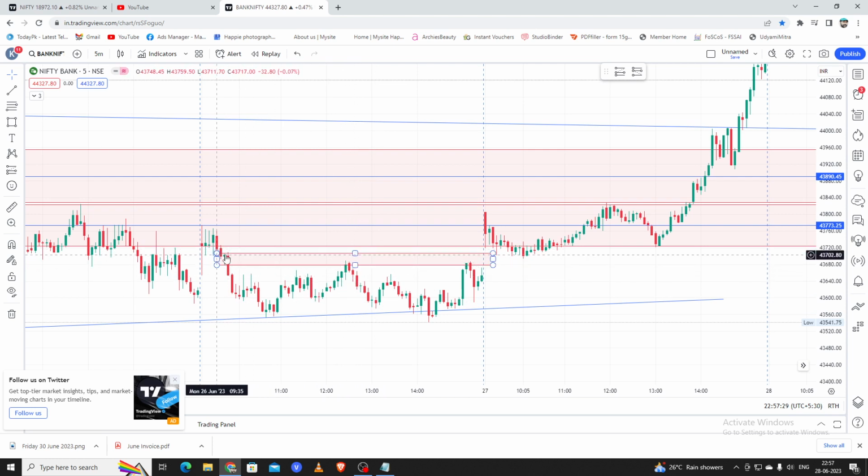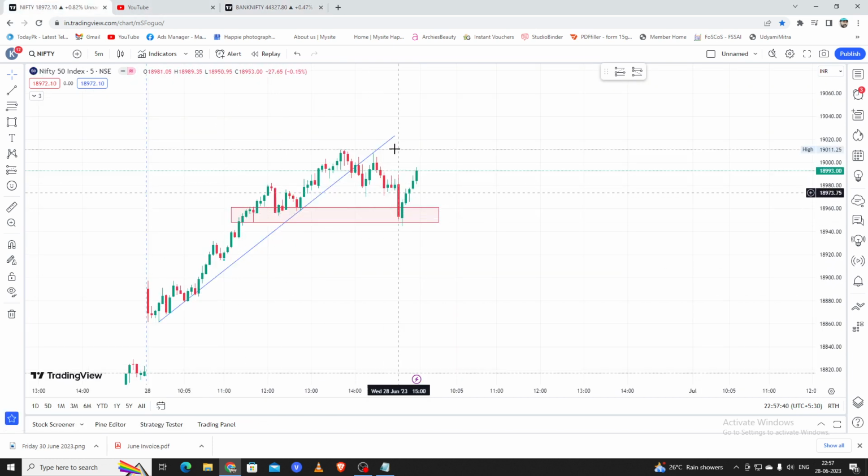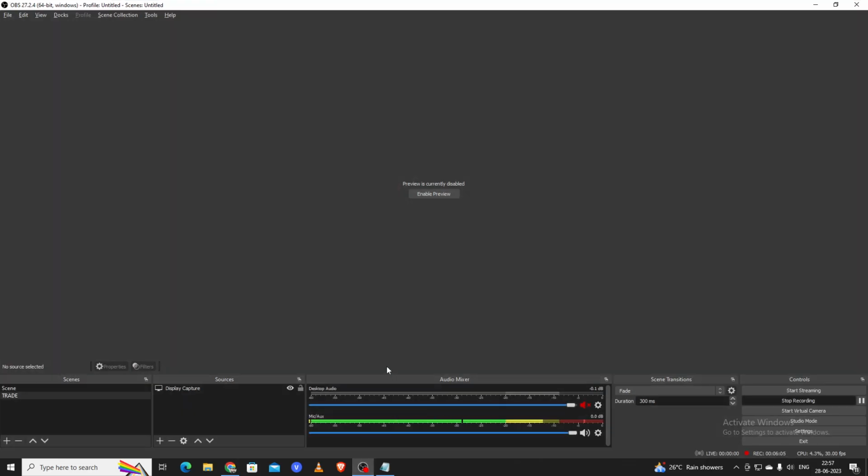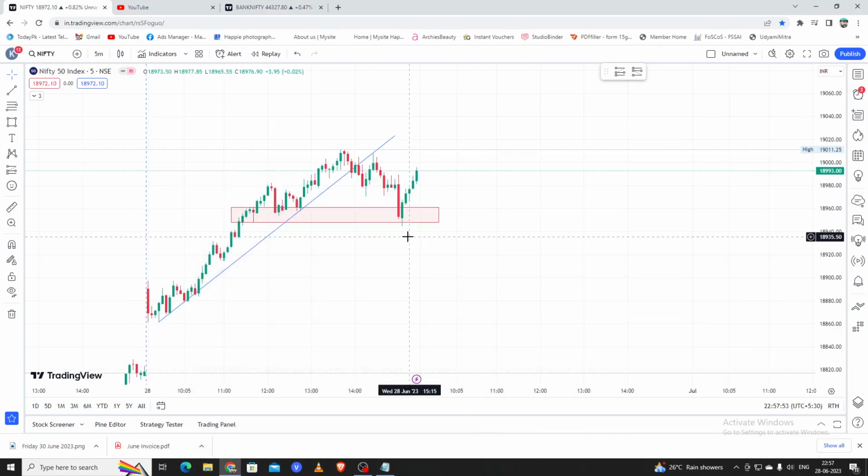You can just mark this and get an idea of where the market can come down or go up. See, it exactly touched, went up, came back, touched and went back again. This is how it works. This is the best strategy I have observed in recent times. If you have any questions, let me know in the comment section.